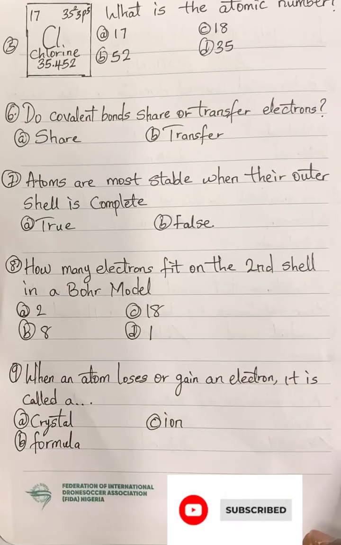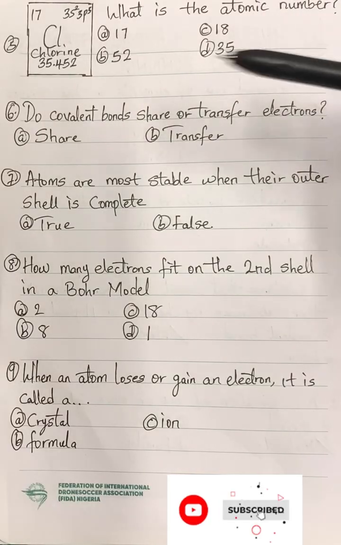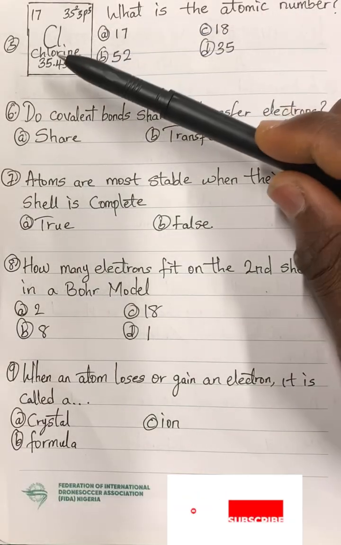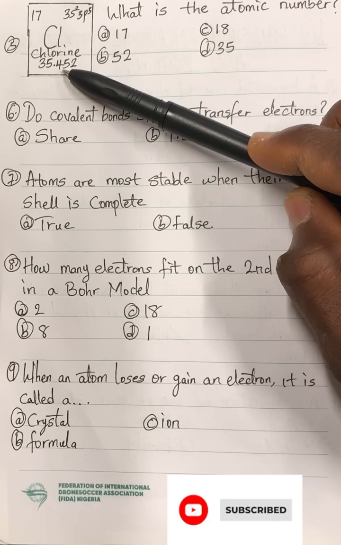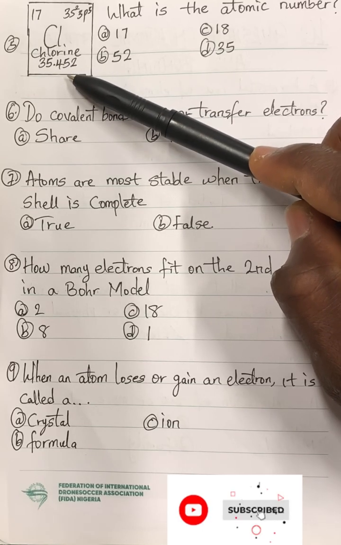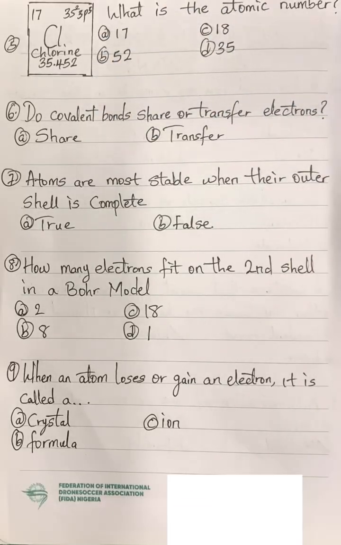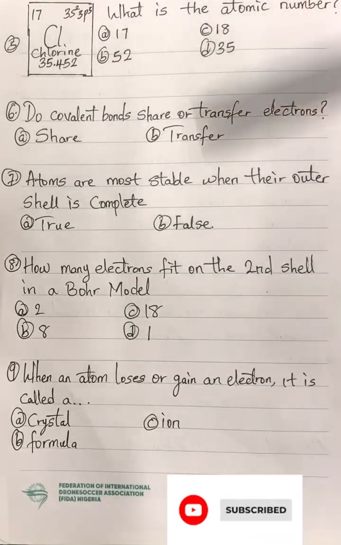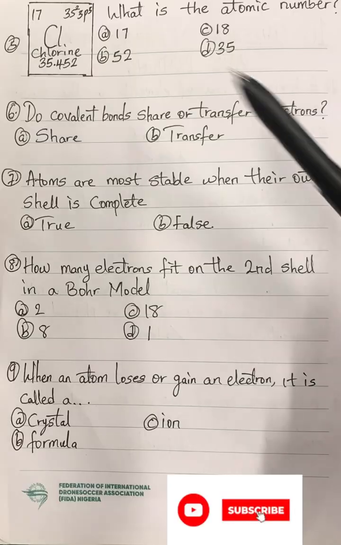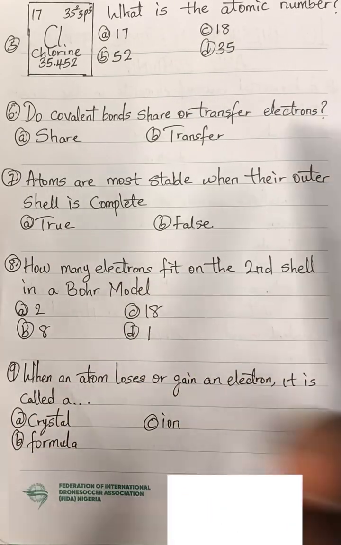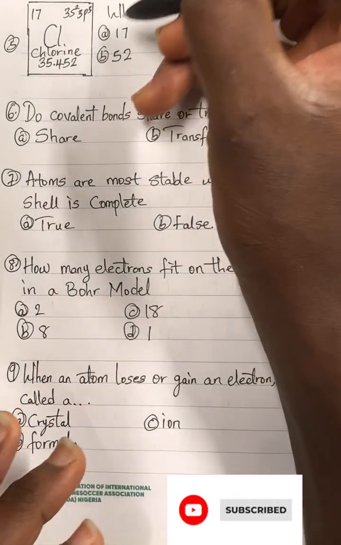Number 5. See this diagram. This is chlorine. This is the mass number, the atomic mass of chlorine, 35.452. So we use approximately, that's 35. 17 is the atomic number. So what is the atomic number? It's even shown in the diagram. This one is very simple. 17.